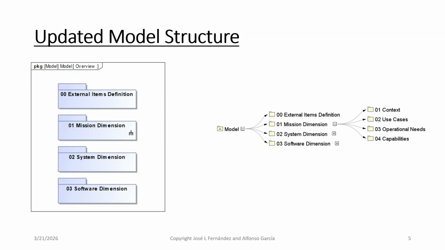Because they are used in the mission dimension, but also will be used in the system dimension, we will collect them in a top-level package right at the beginning of the model, the external items definition package. This prevents any duplication and will keep the low coupling we want between the dimensions.